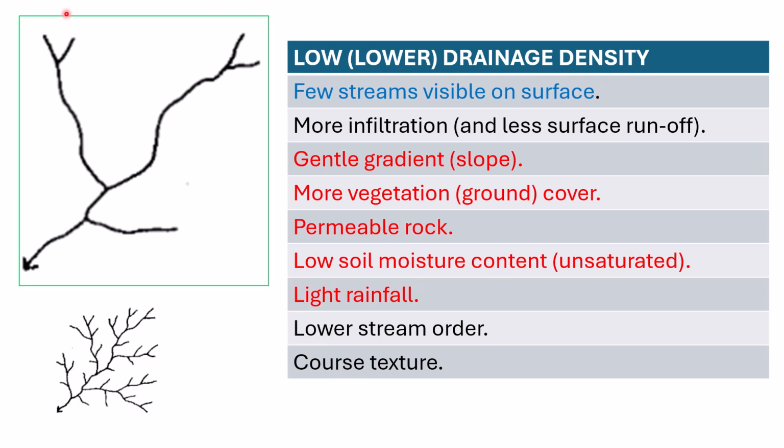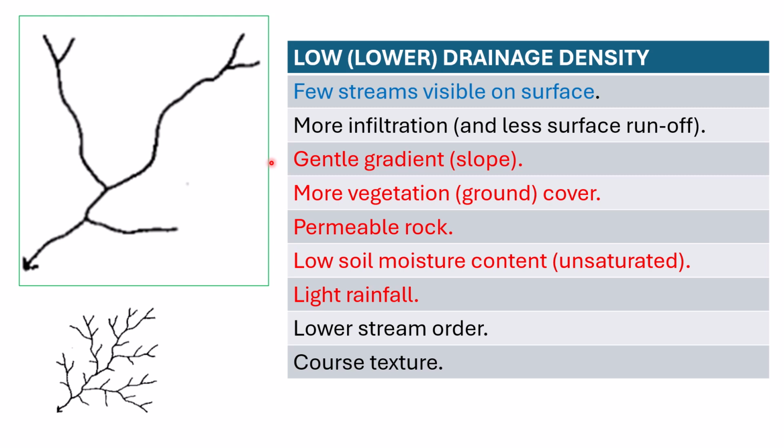A low drainage density implies that there are very few streams visible on the Earth's surface. Why is this the case? Because the majority of the water has actually infiltrated and soaked into the earth, and very little of that water has remained on the Earth's surface as runoff. Therefore, there are very few streams that we can see on the Earth's surface.